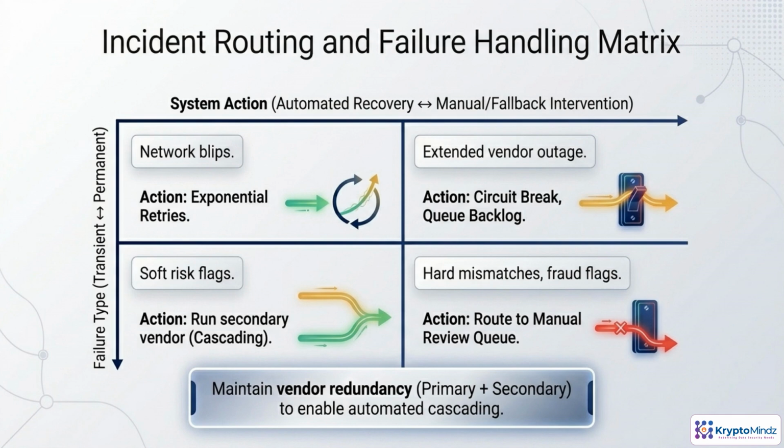To route failures intelligently, think along two dimensions: how transient they are and how much human judgment they need. For transient, low-risk issues like network blips, you want the platform to self-heal with retries. When the problem is more persistent, like a vendor outage, automated controls should trip: circuit breakers, queue backlogs, maybe partial degradation. For soft risk signals, cascade to a secondary vendor. For hard mismatches or fraud flags, stop automation and route straight to manual review. All of this relies on deliberate vendor redundancy and clear routing rules.